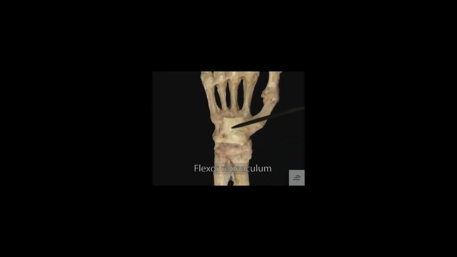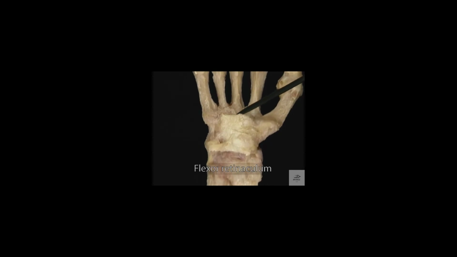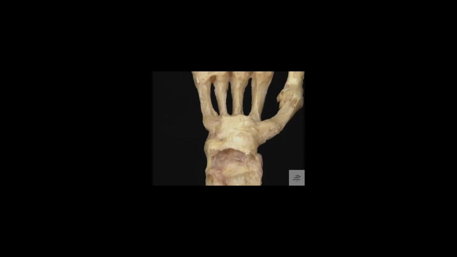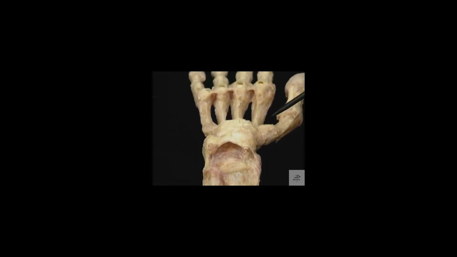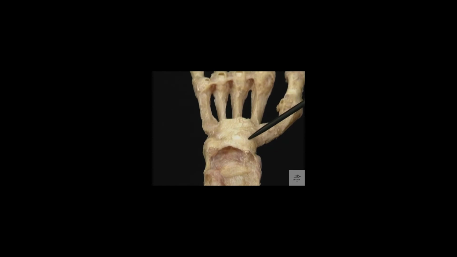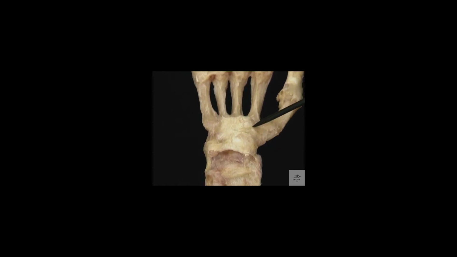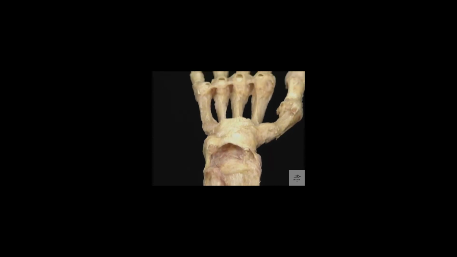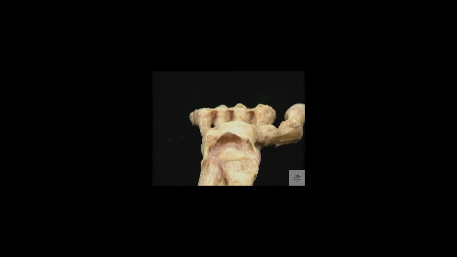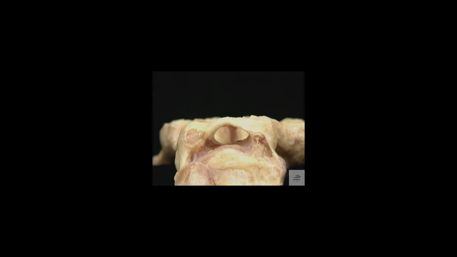Here's the flexor retinaculum. It's a tough, unyielding strap of fibrous tissue. The flexor retinaculum is the structure that forms the roof of the carpal tunnel. It's attached on the radial side to the scaphoid and the trapezium, and on the ulnar side to the pisiform bone and the hook of the hamate. As we'll see, the median nerve and all the flexor tendons to the fingers and thumb go through the carpal tunnel.